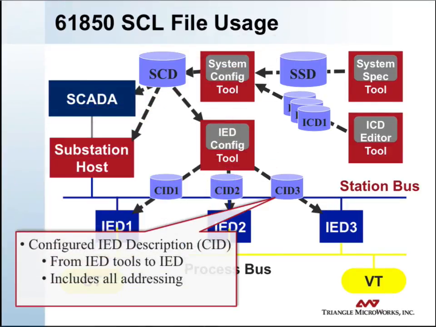The configured IED description files, or CID files, are basically generated by IED configuration tools from the substation configuration description. They basically will take out the information from the full substation description that's specific to the IED, including all of the configuration parameters and addressing information, and put that in a smaller file which can be downloaded to the IED.